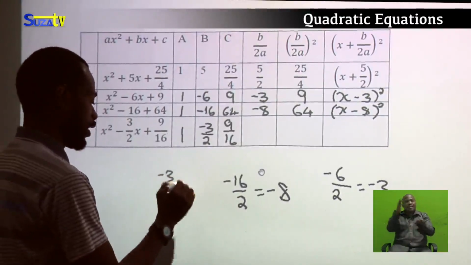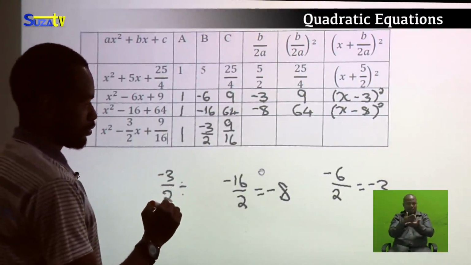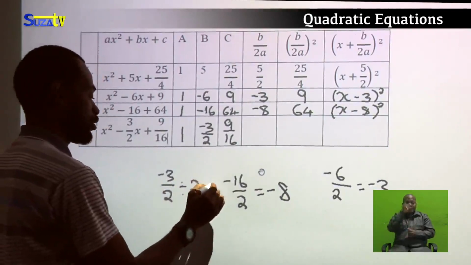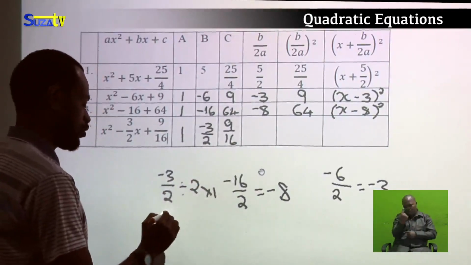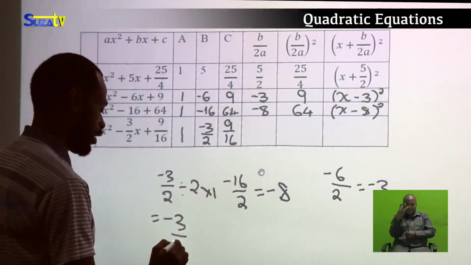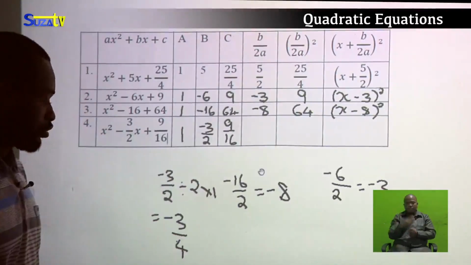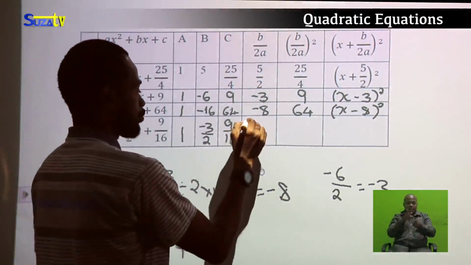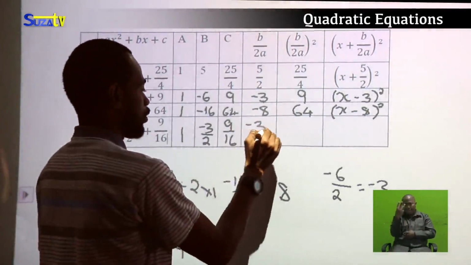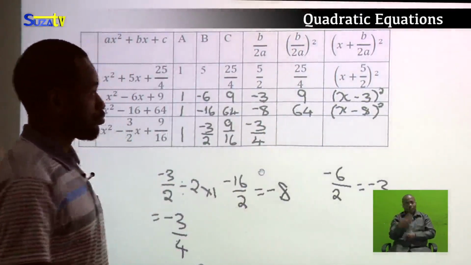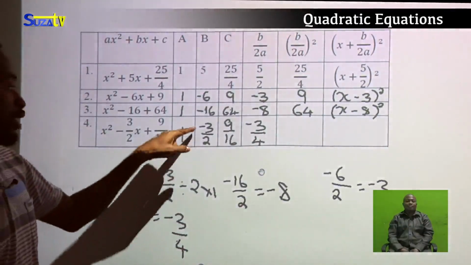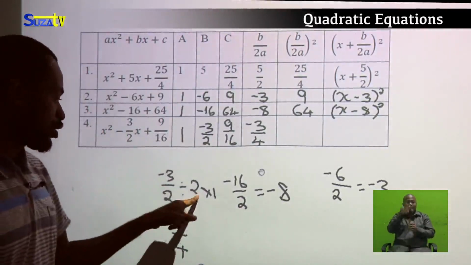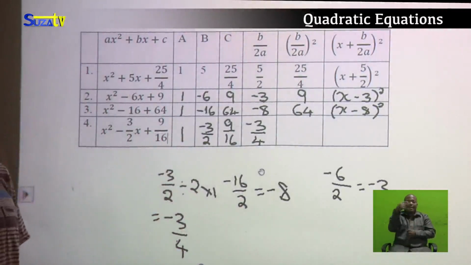Then divide by 2a. Divide by 2 times 1. So this is equal to negative 3 over 4, because b is negative 3 over 2, and over 2, and a is 1. So it is negative 3 over 4.